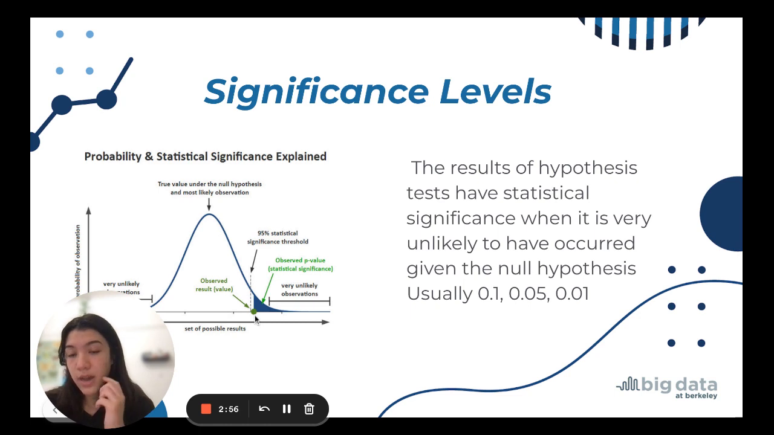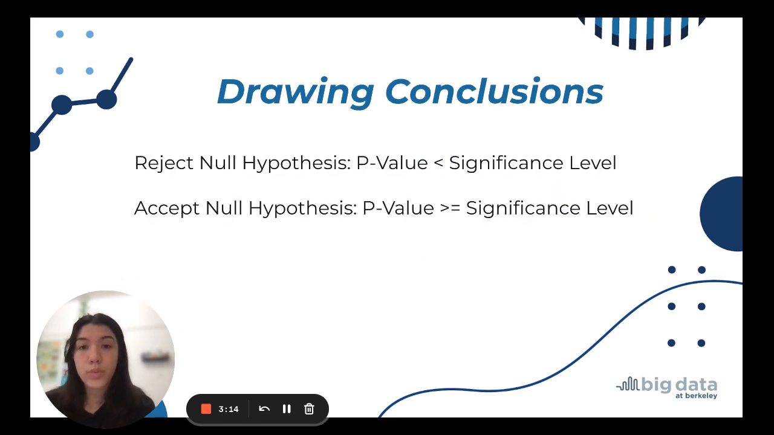Our real observed value is farther than that, so it's probably unlikely to have occurred given the distribution under the null hypothesis. So that's basically what a significance level is. It's an arbitrary value by which we decide whether to reject the null hypothesis or not, given our p-value. So when we're drawing conclusions on our hypothesis testing, we reject the null hypothesis when the p-value is less than the significance level. On the other hand, we accept the null hypothesis when the p-value is greater than or equal to the significance level.